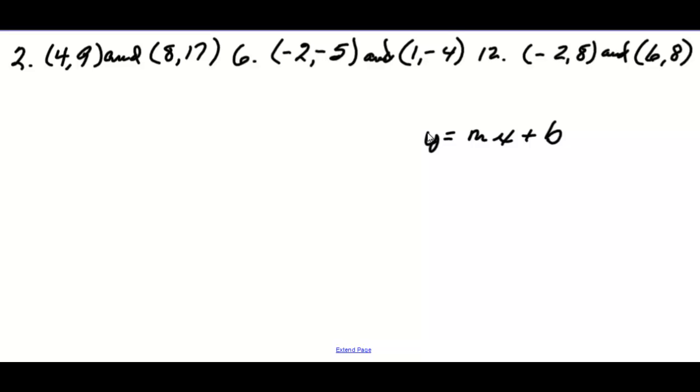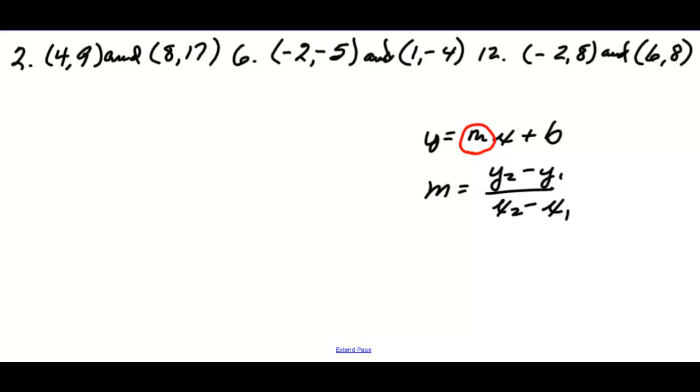But the key to this happens to be this m right here. And we have a specific formula for figuring out what m is. That formula happens to be m is equal to y2 minus y1 over x2 minus x1. So let's take a look at problem number 2.